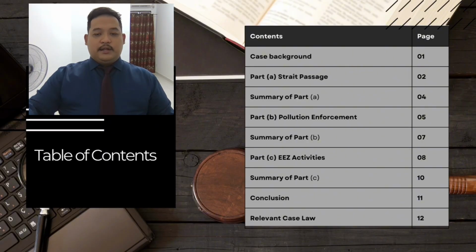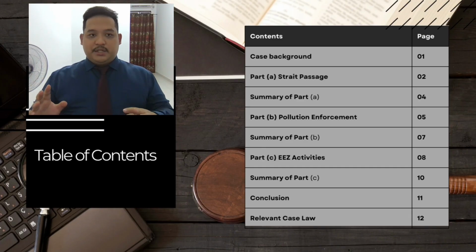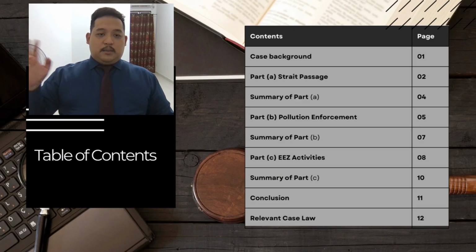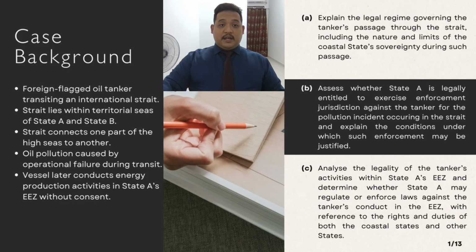Within our content, we have a total of around 12 pages. First started with the case study. Second, question A, strait passage. The summary of question A, question B, pollution enforcement. Summary of question B, and continue until the conclusion. We also provide the relevant case law in order to back up our case as well. So let's proceed with the next slide, which is the case background.